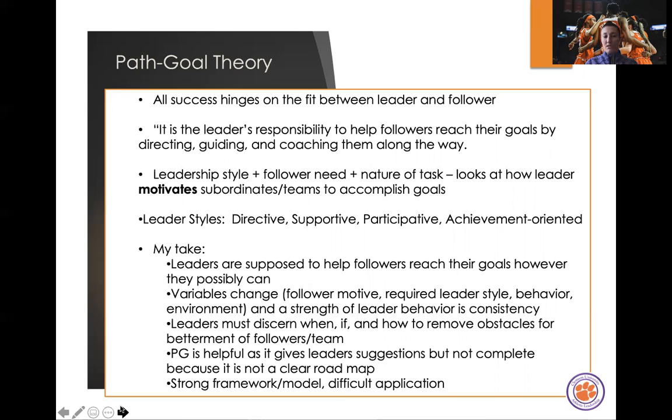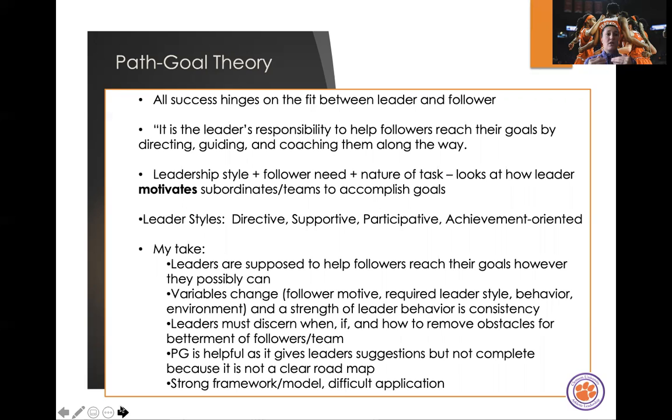Everything changes, whether that's a follower's motive, the required leadership style, or the environment. And so a leader has to constantly be on their toes. I feel like with this model, the leader is extending way more than the follower does. And I'm just a bigger believer in finding common ground and meeting in the middle. I'm not saying that happens all the time, right? And so leaders really have to discern when, if, and how to remove obstacles.